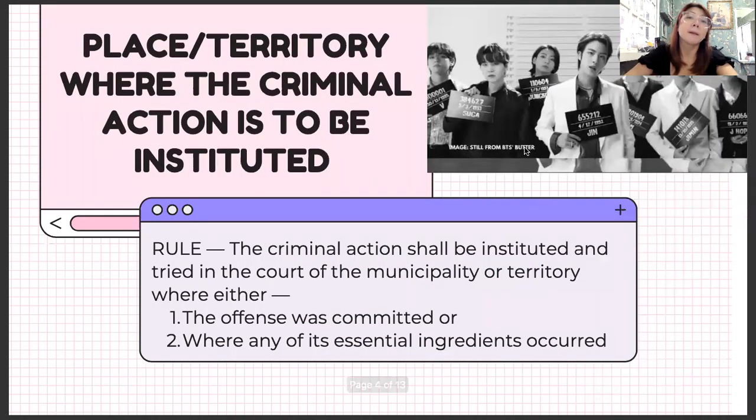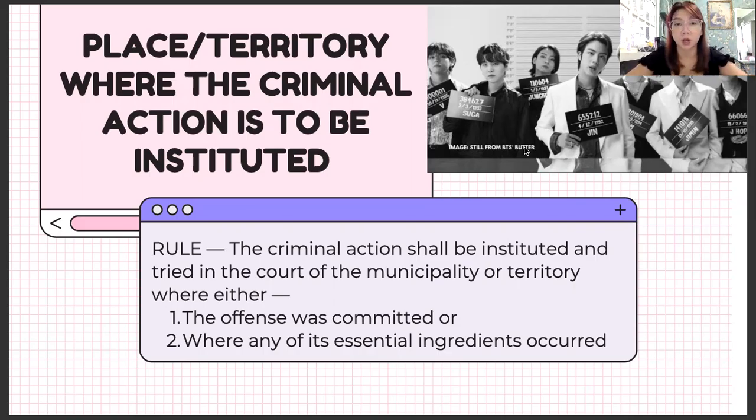So next naman, place or territory where the criminal action is to be instituted. You try to look at Section 15 of Rule 110, yung discussion dyan on jurisdiction over the territory. So this pertains not to the institution of the criminal actions through a complaint, but rather the actual filing of the information once a complaint is filed and the case is ready to be filed in court.